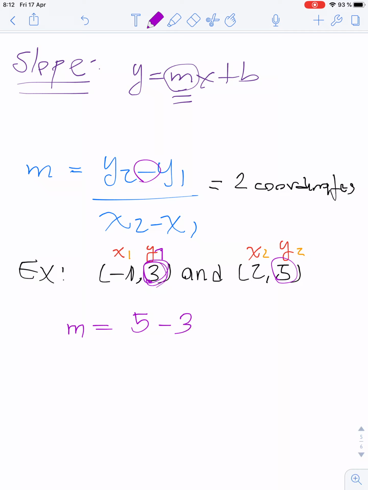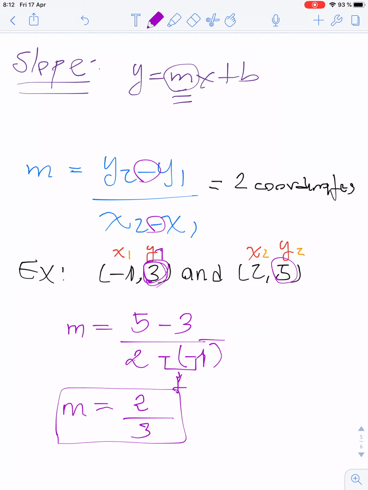Y1 is this one, 3, over x2 is 2, minus, from the formula, and now minus the number, -1. Therefore, the slope is equal to 5 minus 3 is 2, over minus and minus, we can combine the symbols, it is plus, 2 plus 1 is 3. And that is the way we can find the slope based on two coordinates, okay? Taking into consideration, as I said before, the negative symbol from the formula and the negative symbol from the number, okay?